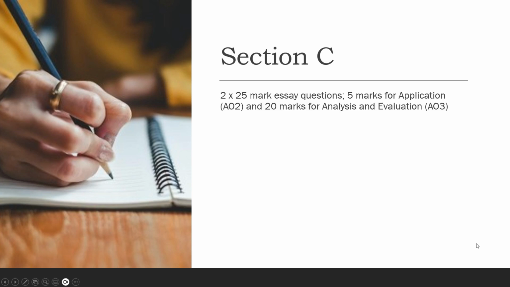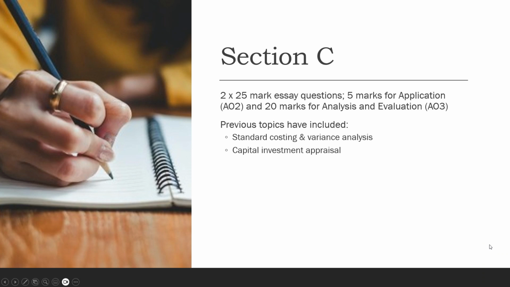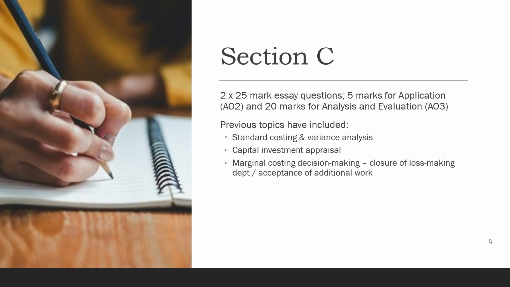Section C, those are your lovely big essay questions that everyone really looks forward to. So you get 2 25 markers, just like you had for paper 1. 5 of the marks are going to come from AO2, so application, and 20 marks are going to be for analysis and evaluation. So that's when you're building your chain of reasoning and giving a nice balanced answer, weighing up all the options. So previous topics for that have included standard costing and variance analysis, capital investment appraisal, marginal costing decision making, so closing a loss-making department or accepting additional work.